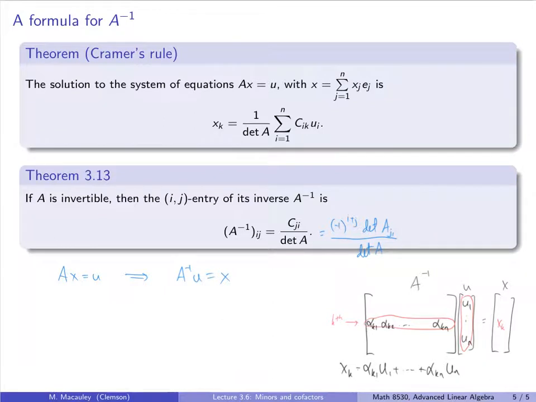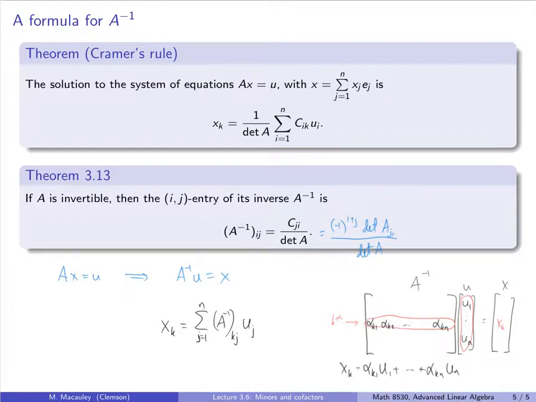Okay, so let's write this. I'm going to write xk is the sum from j equals 1 up to n of, now instead of using alpha, I'm going to write A inverse, and I'm going to use this notation for the kj entry times uj.